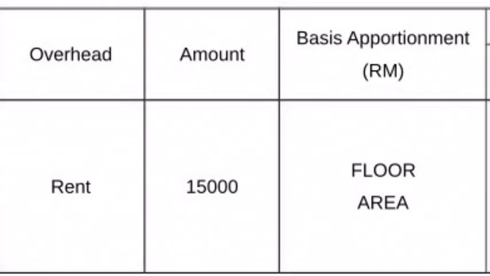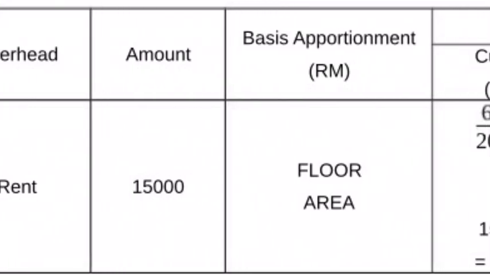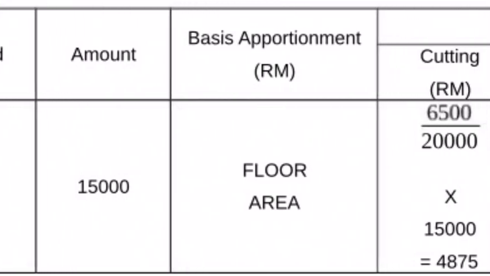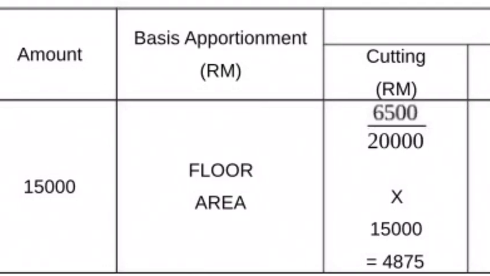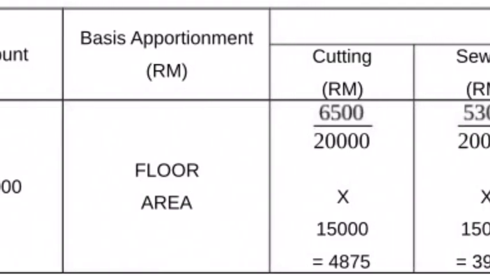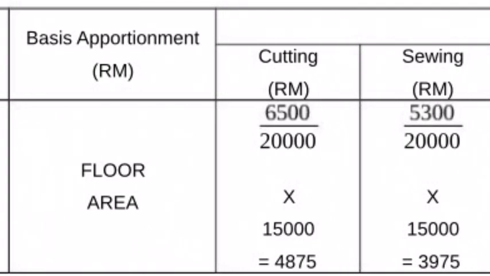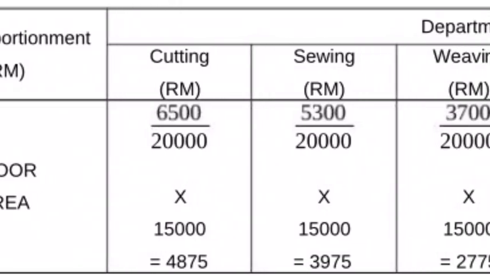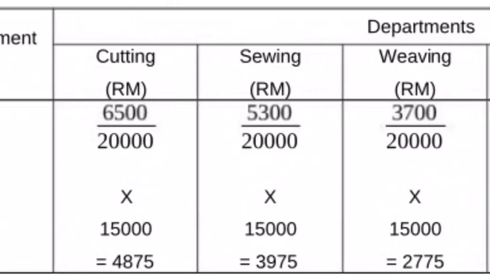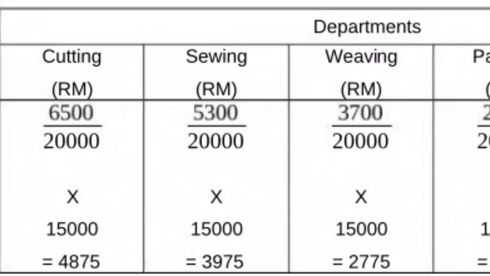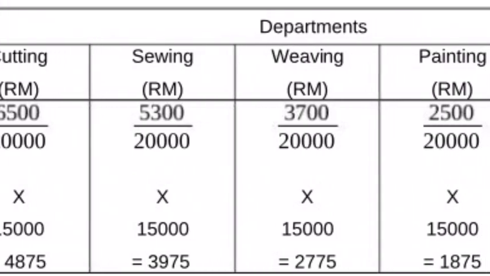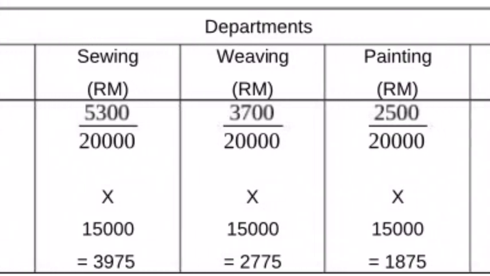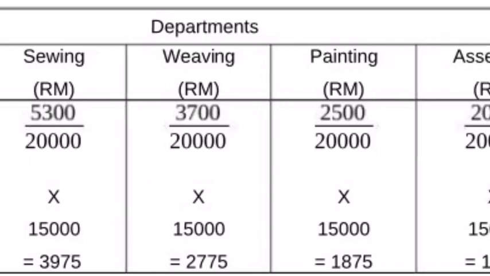Okay guys, to calculate OHA, let me show you. First, we must estimate the overhead, for example, rent and salary. By the way guys, for this part, we have learned it in our last semester, in the cost accounting subject. I'm just going to recap it. So now, for example, is rent. The total amount for rent is RM15,000.